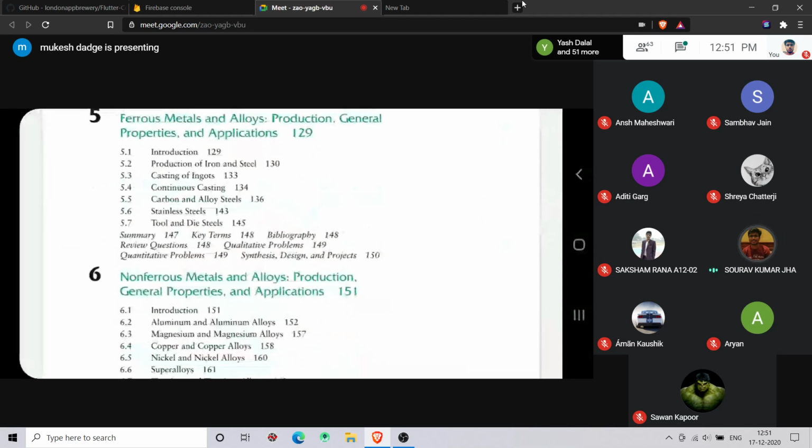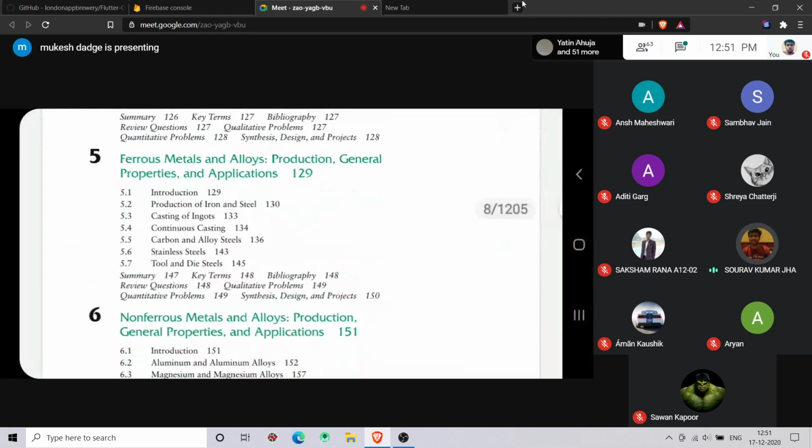Stainless steel is there, right? Hello, can you hear the voice? Yes, sir. So from the 5th chapter you can read stainless steel and so on, casting of ingots and stainless steels. But first study from the PPTs, then go to the book. First the syllabus, then my PPTs, then the book. If it is not in this book, you refer to that one, Hajra Choudhury.